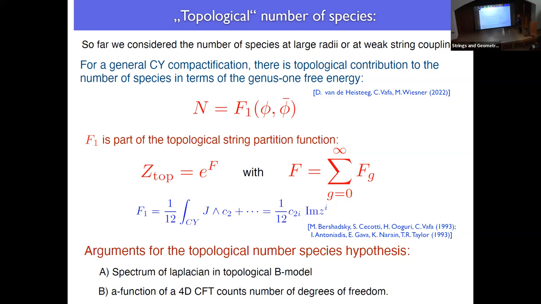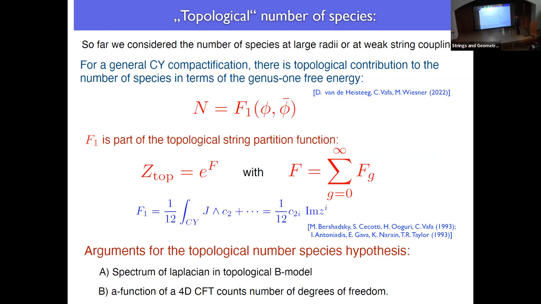And in fact, in this paper, there were given several arguments for this hypothesis. One argument is looking at the spectrum of the Laplacian in the so-called topological B model. And the second argument is that F1 can also be regarded as a so-called A function in a related four-dimensional CFT that counts the number of degrees of freedom. And I think also several good examples were given in this paper.